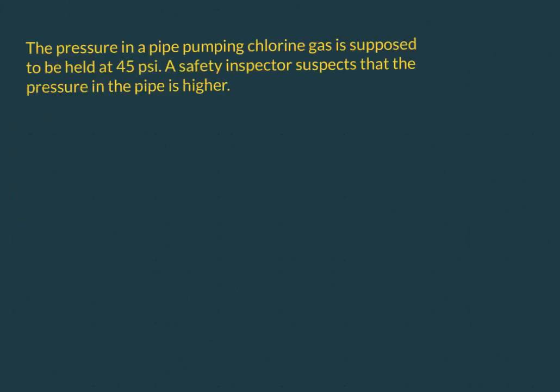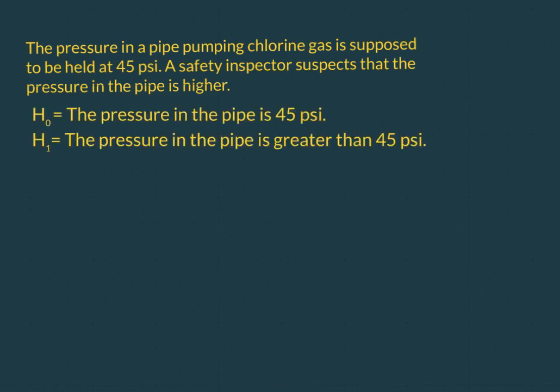One more, and we'll call it quits. Here's the example. The pressure in a pipe pumping chlorine gas is supposed to be held at 45 psi. Remember this one? The safety inspector suspects the pressure in the pipe is higher. The null and the alternative hypotheses. In this case, I would like for you to reject the alternative hypothesis. So reject H1. Remember, we always assume H naught is true. The null hypothesis is true. So it's going to take a lot of evidence to suggest otherwise.